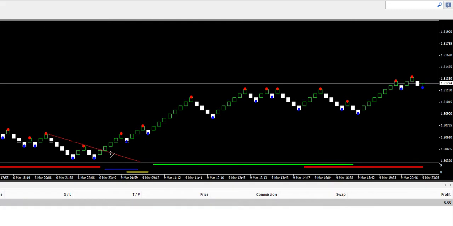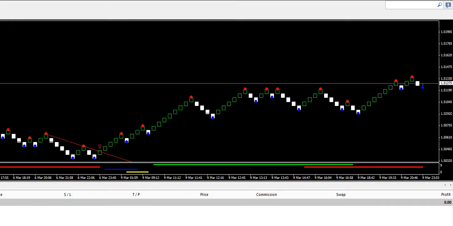Our first entry would have been at this point here. You can clearly see that we had the Renko break this trend line at this point here, and that was our first buy signal for the day. And this was a great move. It went for 10, 20 pips. If you had left this open, it went for a lot longer, but usually 10 or 20 pips is pretty good for a trade.